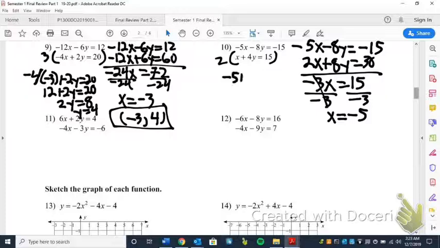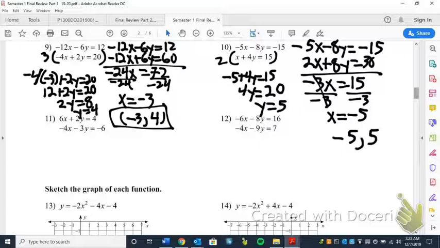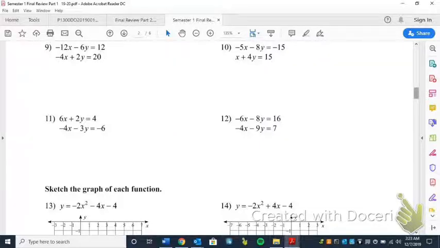We're going to go back and plug that x in. I decided to do it to the bottom one, so we already have that x by itself. And we go negative 5 plus 4y equals 15. Add 5 to both sides. We get 4y equals 20, or y equals 5. So we get negative 5, 5.